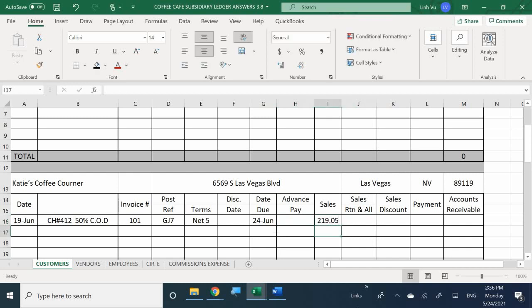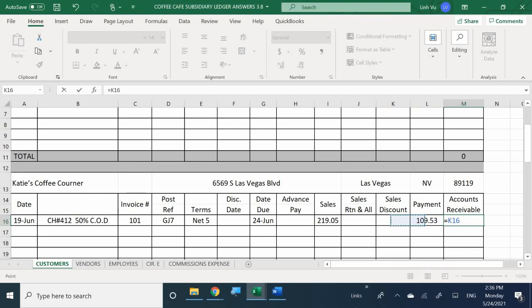And then under sales, I put 219.05. I put a payment of 109.53. This gives me a balance of 109.52. Okay, so the formula once again is, because we're looking at this, the formula is the same except for the different columns, okay?